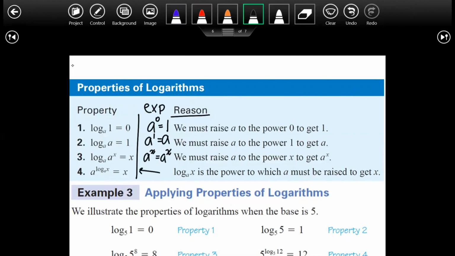Just below are some examples of using those properties. We're going to look at using those properties as well, being able to identify them and see what our answer is going to be. In this property, they're using base 5. We can use any base number we want because it's what the exponential is going to be raised to if we wanted to convert it. It just depends on how you want to do it.